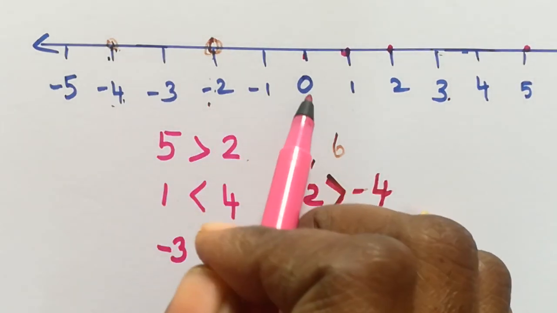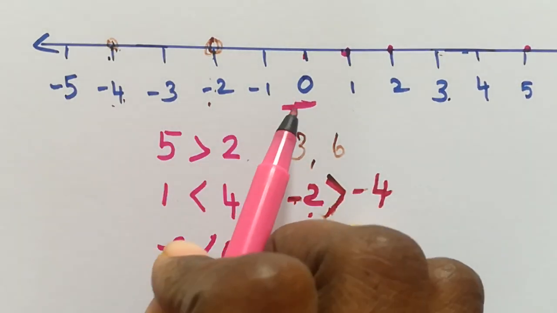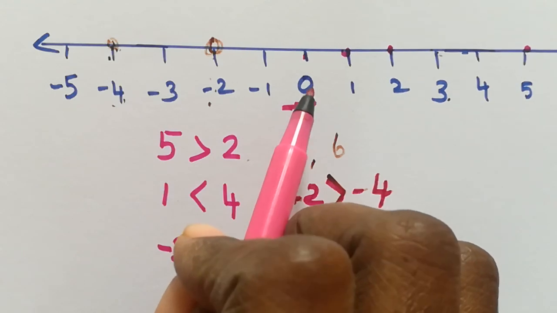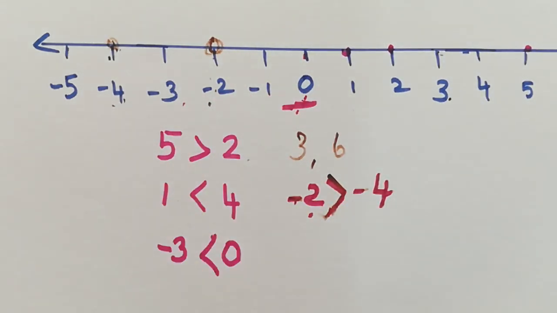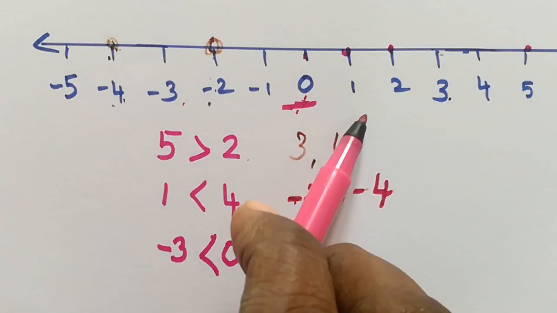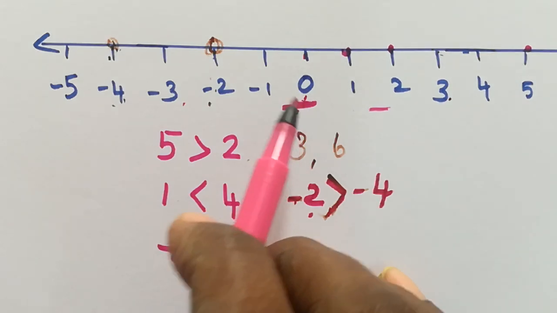When you compare 0 with a negative integer, 0 is always the greatest number. 0 is the greatest number for every negative number. And when you compare 0 with any of the positive numbers, 0 is the smallest number.